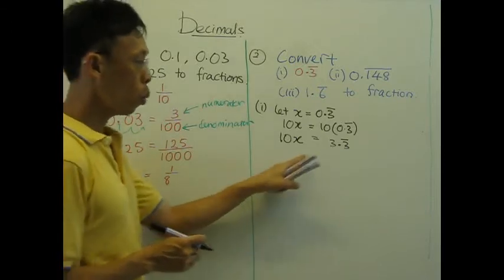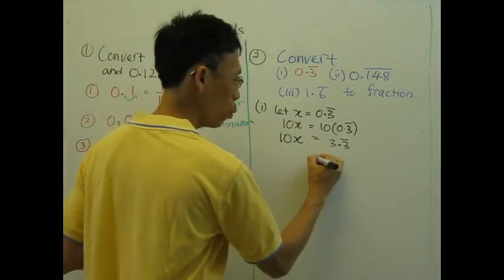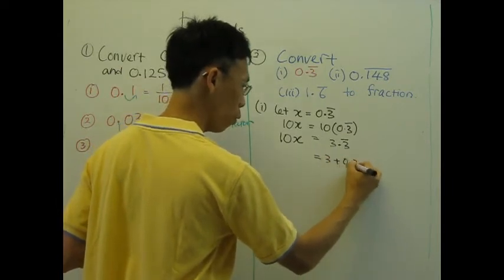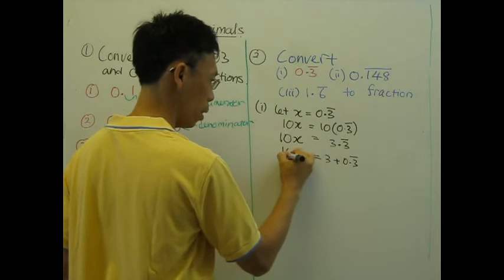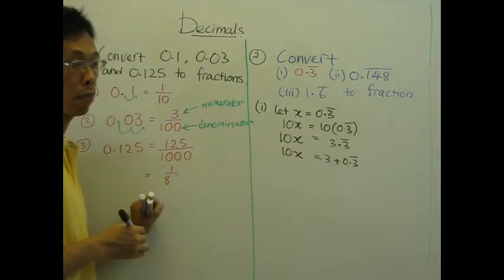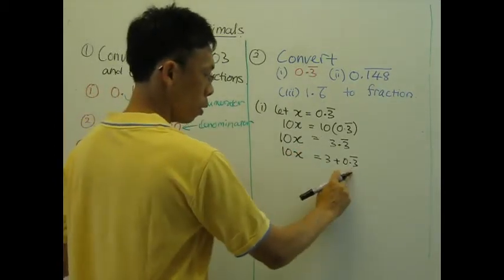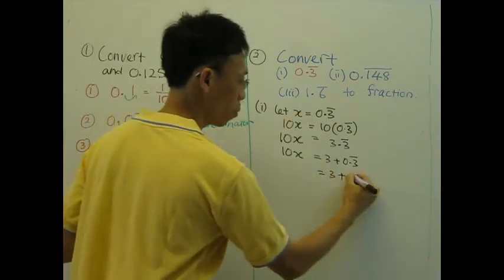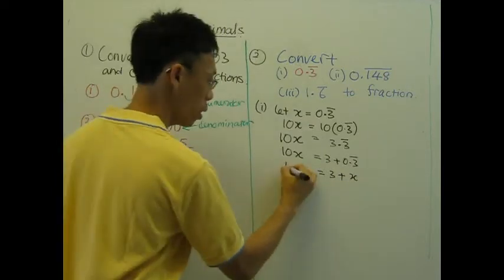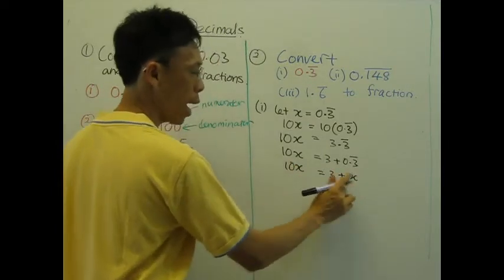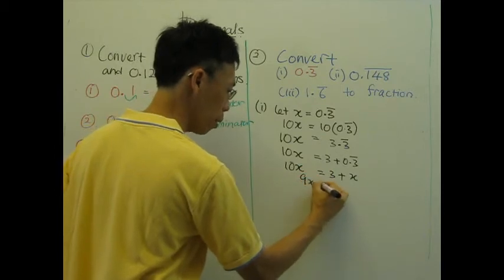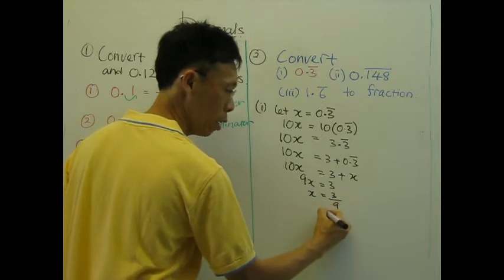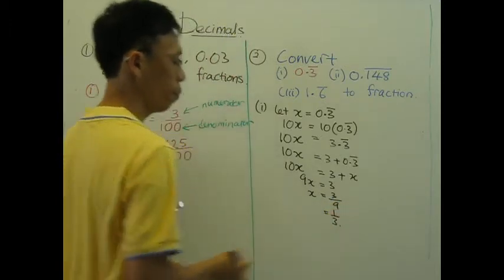Alright, so what is 3.3 bar? With a bar on top, that is just 3 plus 0.3 with a bar. This is 10x, so this 0.3 here itself is x. So I'm going to put x there. Here's 10x, so 10x minus x becomes 9x equal to 3. So x becomes 3 over 9, which is 1/3.